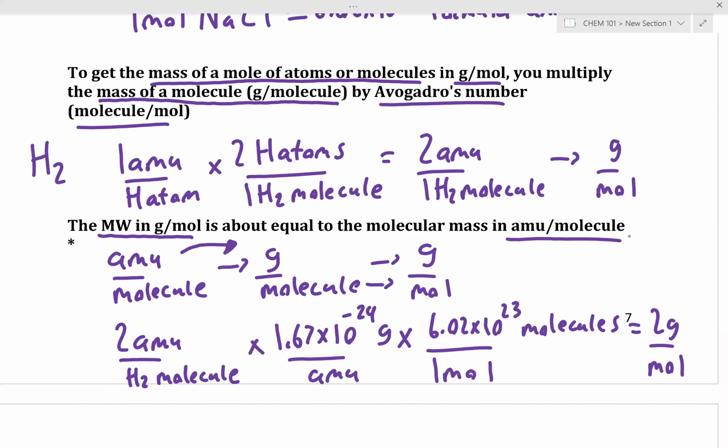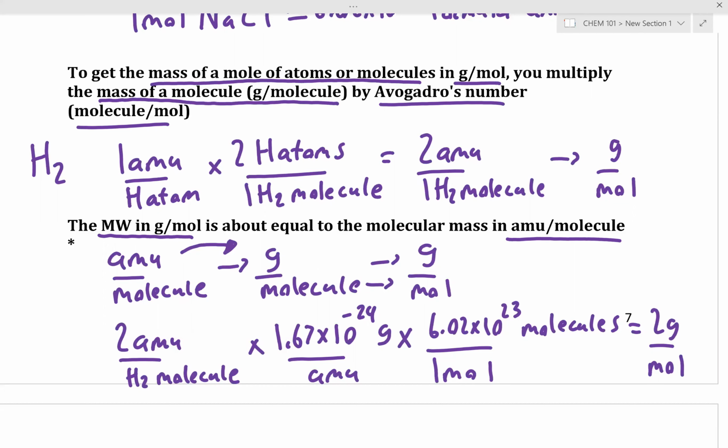So you can read the periodic table and get masses in units of gram per mole. Does that make sense to everyone? Okay. So we have a beautiful new tool available to us. Does that make sense? Okay.